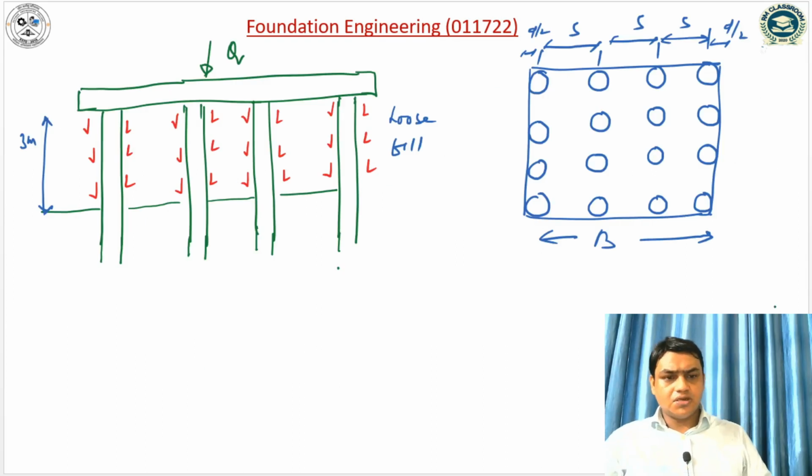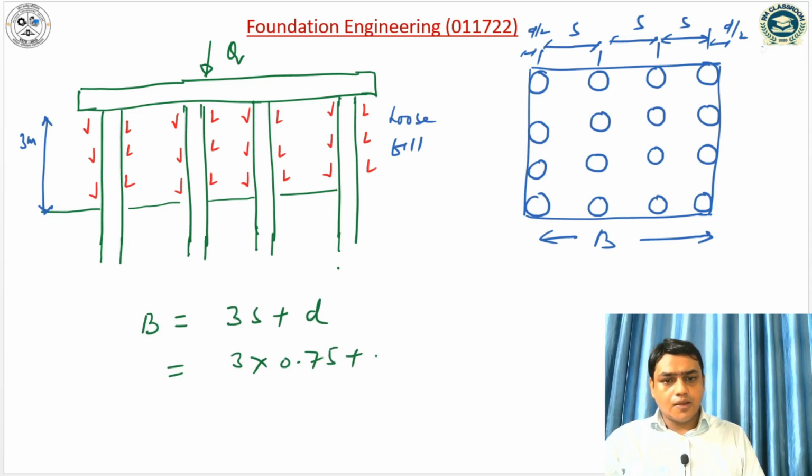So let us assume this is the pile group, and we can see that due to the loose fill, the negative skin friction will occur in this region. Here the LC is 3 meter and this pile group of 16 piles is arranged in a 4 by 4 square pattern. So the width of this pile group B can be computed as S plus S plus S, so it is 3S plus D by 2 plus D by 2, so it will be D. So spacing is 0.75 meter, the diameter is 250 mm, so 0.25 m. So it will be 2.5 meter.